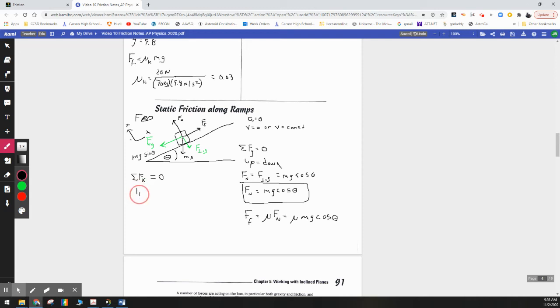Okay, what does that mean? That means left equals right. Left equals right. All right, so what's going left here? We have the parallel force, which is mg sine of theta. What's going to the right? We have the force of friction. And the force of friction we know is mu mg cosine of theta.